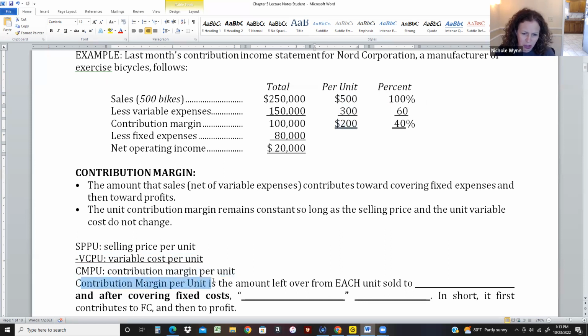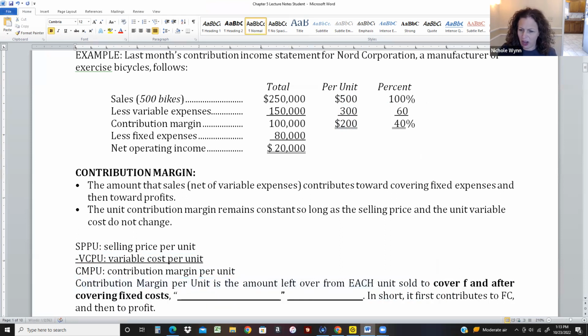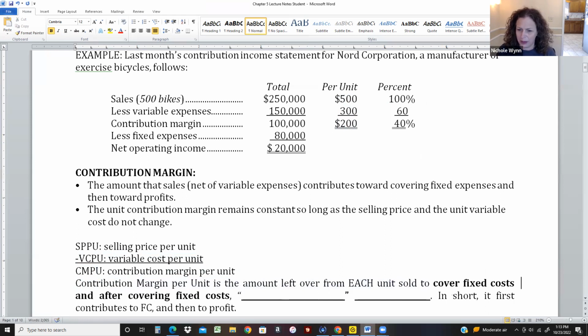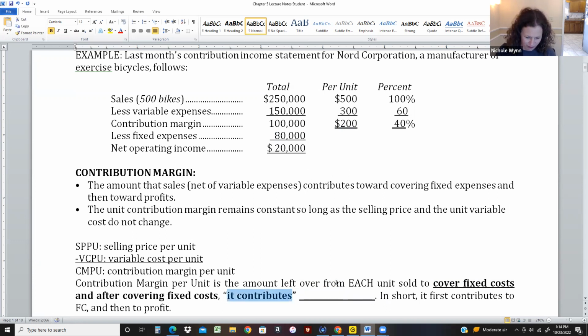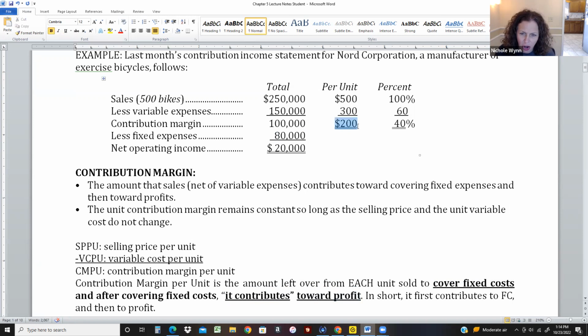So contribution margin per unit is the amount left over from each unit sold to cover fixed costs. So what I'm trying to do is the amount left over from each unit to try to cover these fixed costs. And then after we cover the fixed costs, use some air quotes, it contributes for profit. So once we can cover all of the fixed expenses, then it will contribute toward profit.